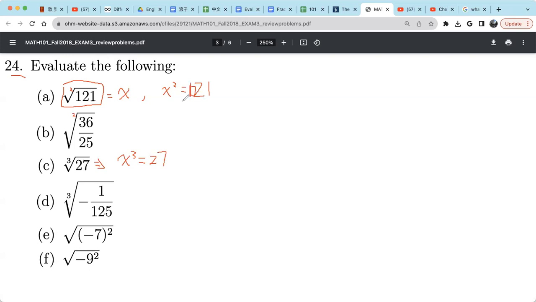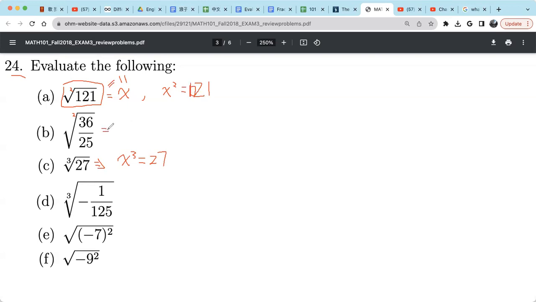So what does the square root mean? Which number squared is 121? 11, right? So in this case, the square root of 121 equals 11, because 11 times 11 is 121.